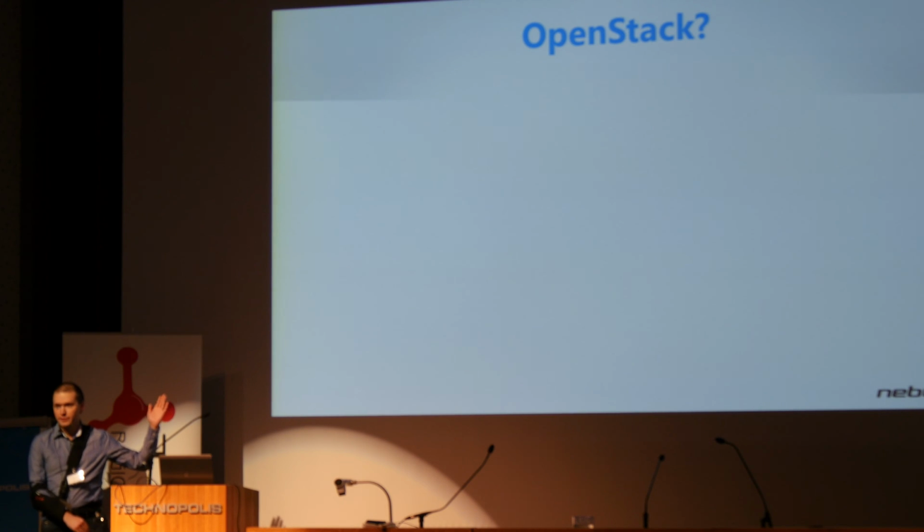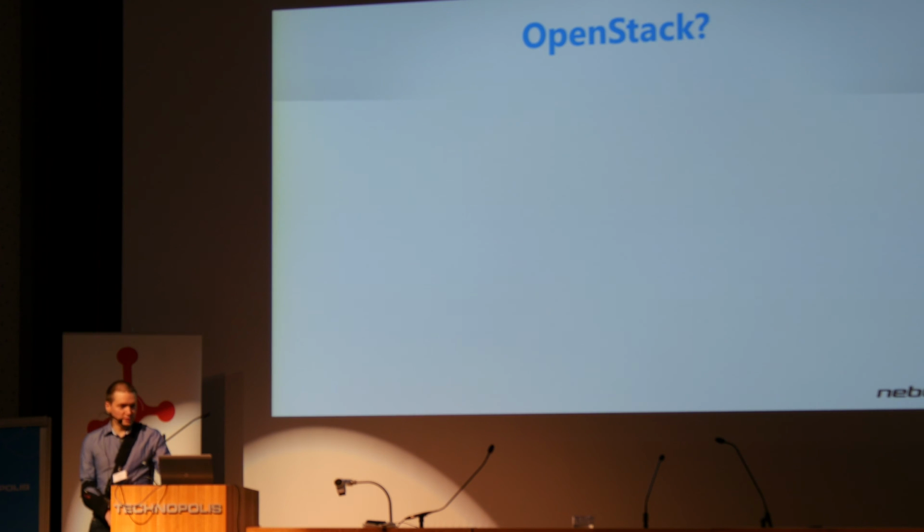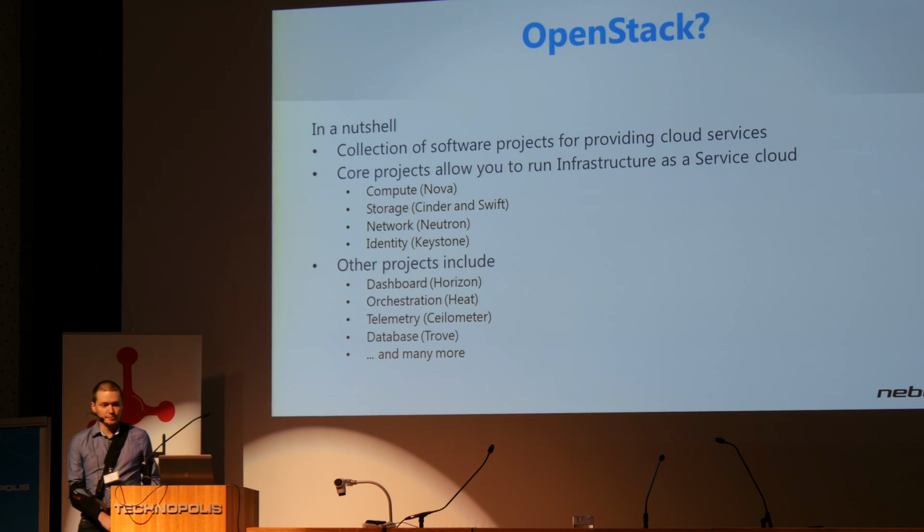So, OpenStack. Can I have a show of hands who here has done any work with OpenStack or at least heard of it? Oh, quite a lot. Okay. But in a nutshell, OpenStack is a collection of software projects for providing cloud services. And the most well-known projects, or the core projects, allow you to run an infrastructure as a service cloud. So compute, storage, networking, identity, and so on. There are also a bunch of other projects that offer different features like database as a service. Then there's GUI, orchestration frameworks and telemetry and stuff like that. But this is a networking event, so I'm going to concentrate on the networking part.